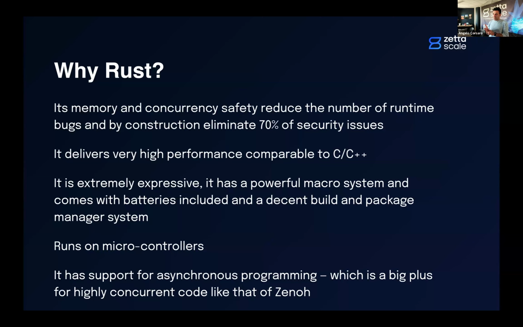It comes with batteries because you have great build and package management systems. And I think that the number of packages that exist, and the rate at which package availability, or crates, grows is very good. It runs on microcontrollers, so that was an important thing for us. Eventually, we want to have a Zeno version written in Rust that runs on microcontrollers. As you will see in the next slide, today we're still using C for that, and I'll explain why in a moment, okay? And then obviously it has support for asynchronous programming, which is a big plus for us, and a big plus for highly concurrent code like Zeno.